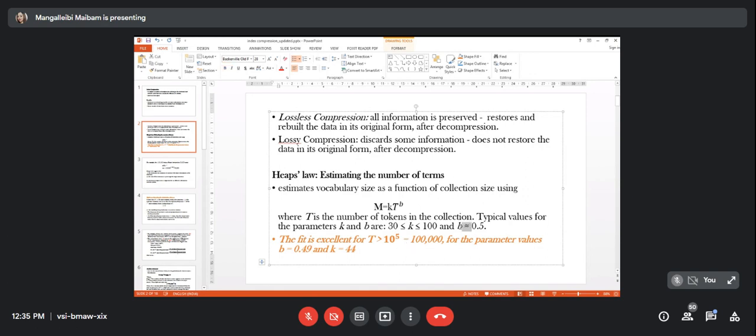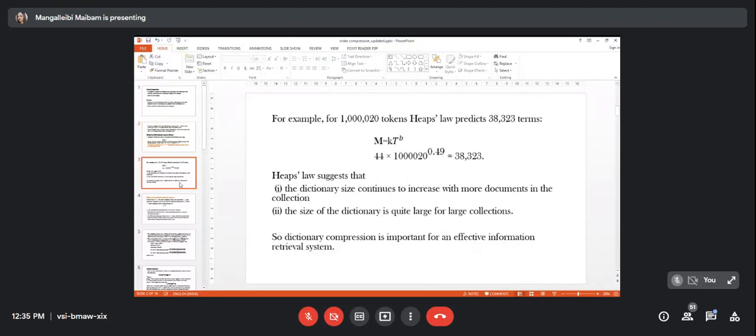So here, similar value, the approximate value for 0.5. You can use 0.49 or 0.5, and if we use K equal to 44, the fit will be excellent. So the parameter value for K will be 44, and for b you can use 0.49 or 0.5. It will give you similar results. So now we will see how to calculate this.